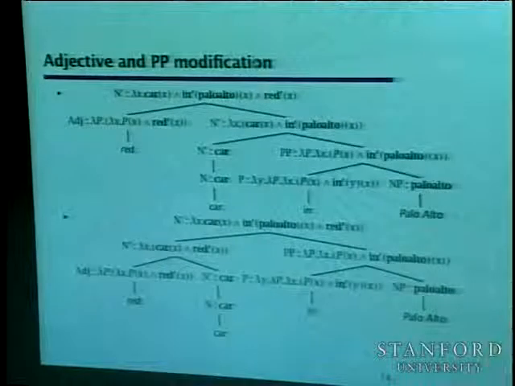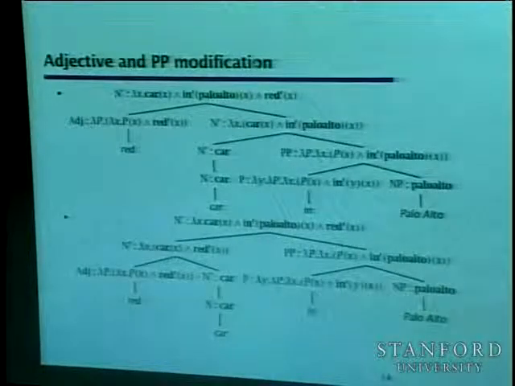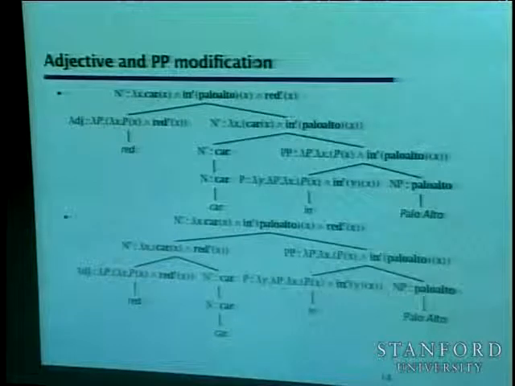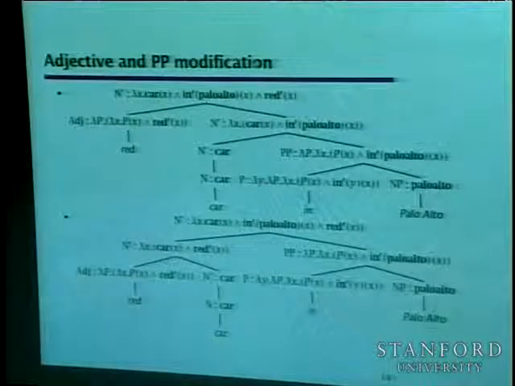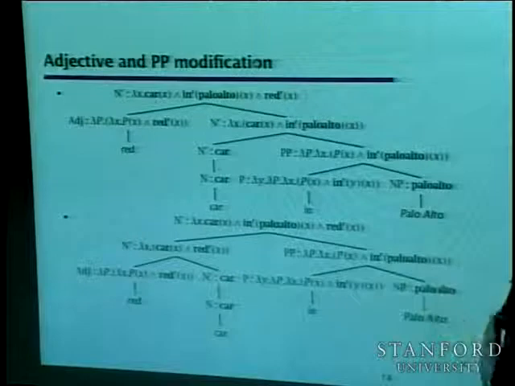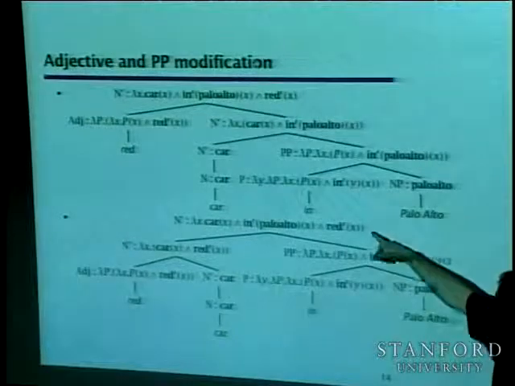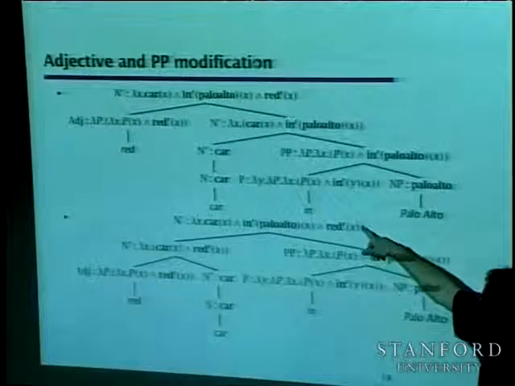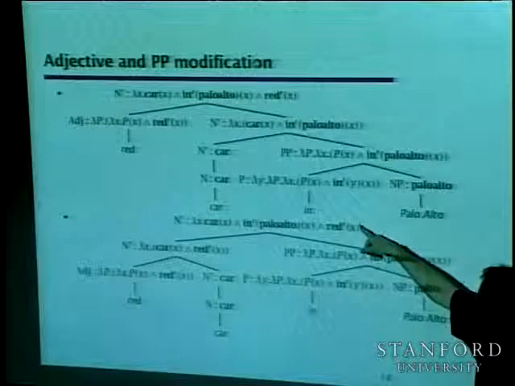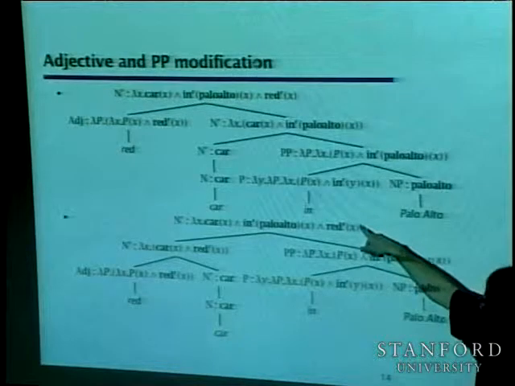And interestingly, that's what people call a spurious ambiguity, where there are things that are licensed by the syntax that don't actually make any difference to the meaning that's generated for the sentence. So regardless of which one I combine with first, I get the same meaning of lambda x, car x, in Palo Alto x, and red x.